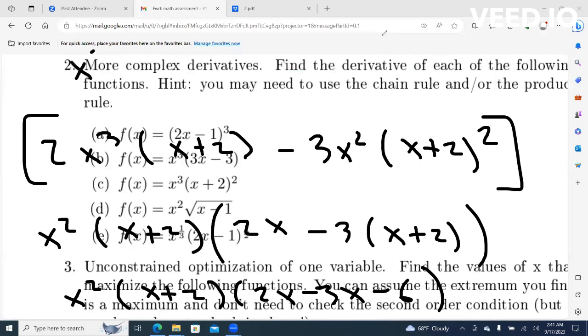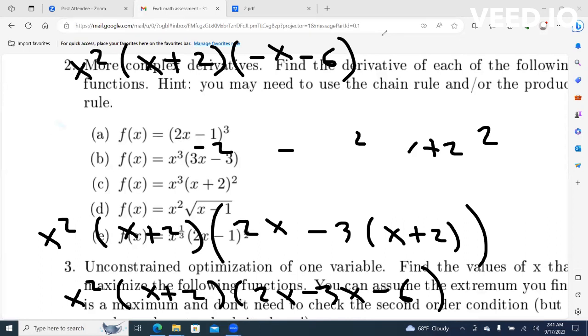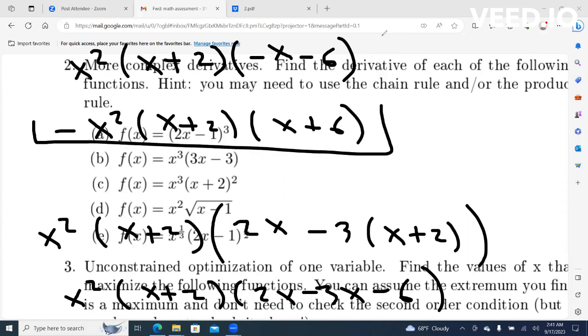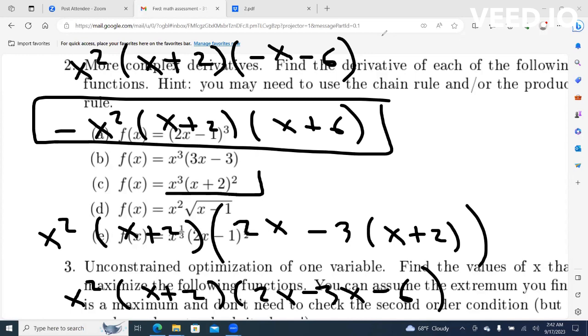Yep, x squared, x plus 2. Yes, it would be negative x minus 6. We don't always quite like how these things look, so we could factor out a negative there. So negative x squared, x plus 2, x plus 6, where I just factored out a negative. That one right there is what I am getting for C. Let's just pause it there for a second. And then, of course, we move on.